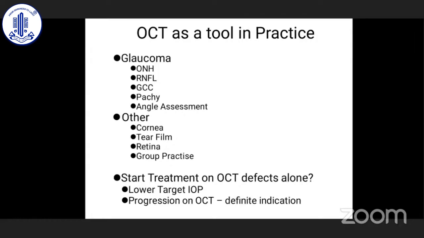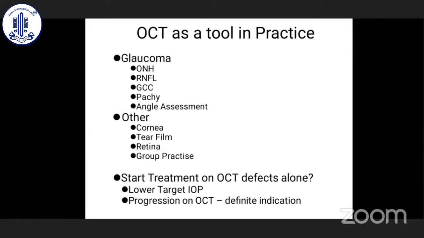So let me reiterate the point I mentioned earlier. Can you start treatment if the patient has OCT defects on the first OCT done, only the OCT is having defects? The answer is no. Usually, you don't start treatment. And that is what a lot of us do actually, on an isolated red defect. It's popular now as a red sign or a red flag disease. You don't start treatment. However, you get alerted, like I said, as a doctor, you lower the target pressure.